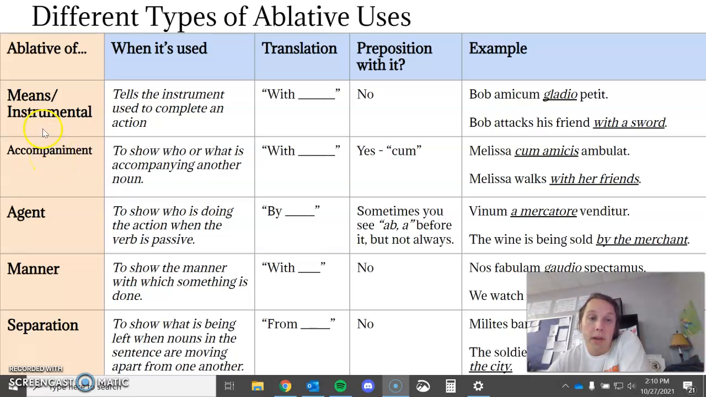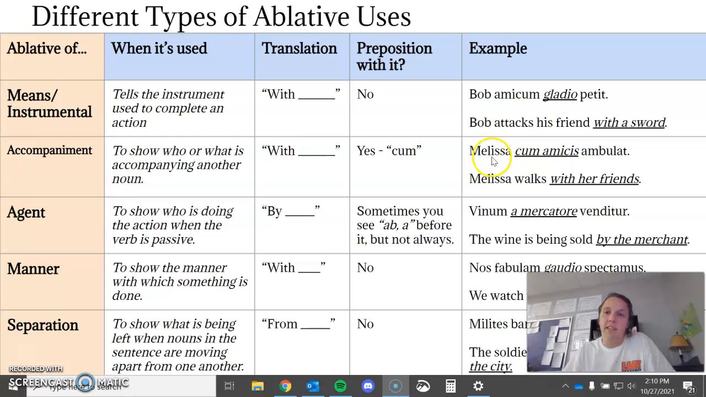You use the ablative of accompaniment when you're trying to show who or what is accompanying another noun, and it's translated as "with blank." And you will see the word cum, meaning with, in front of it. If you see the word cum, that means two things are together. They are with each other. If you do not see a preposition in front of it, that means that's what you're doing. That's what you're using to accomplish the goal.